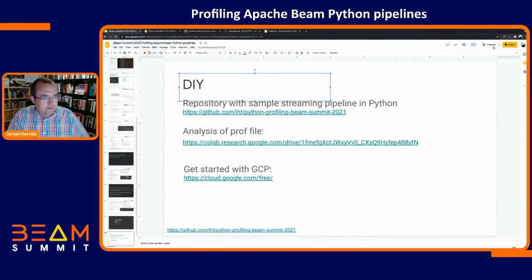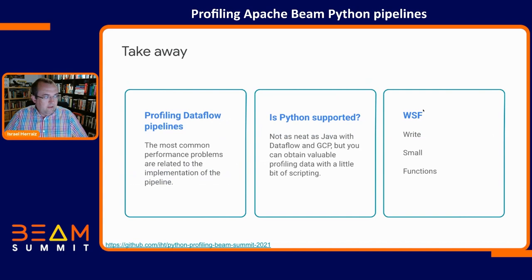Okay, and well, I hope this talk was useful for you. So remember, if you just woke up and connected to the talk, these are the three main points that I want you to remember. So it is possible to profile Apache Beam pipelines in Python, okay? I normally work with customers that have performance problems with Dataflow pipelines. In the majority of the cases, the performance problems are actually related to the implementation of the pipeline, okay?